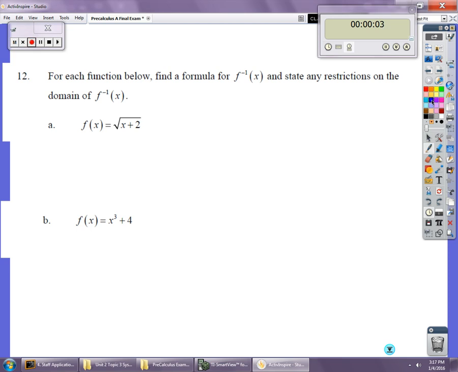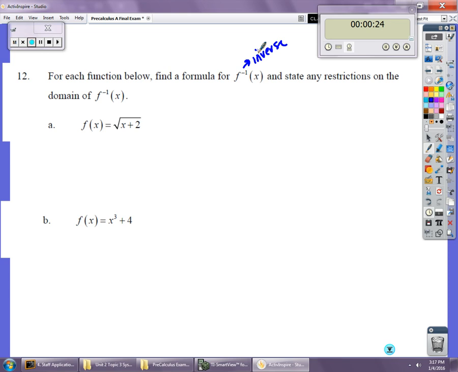Okay, so in number 12, it says, for each function below, find the formula for f of -1 of x, which is just kind of a fancy expression for inverse. And we have to state any restrictions on the domain of the inverse.